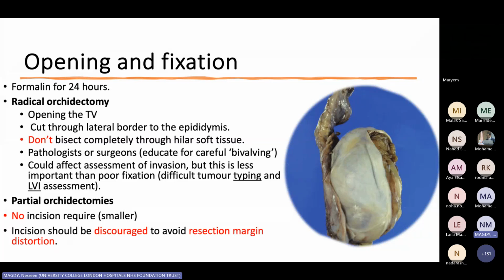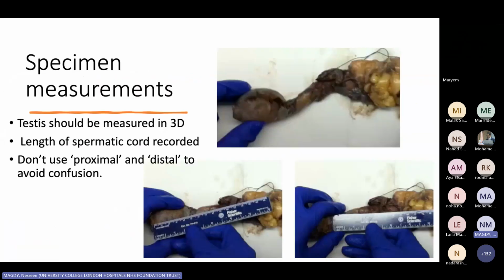For partial orchidectomies, there is no need for incision because the specimen is already smaller, and the formalin can penetrate the tissue easily. Any incisions should be discouraged to avoid disruption of the resection margin.